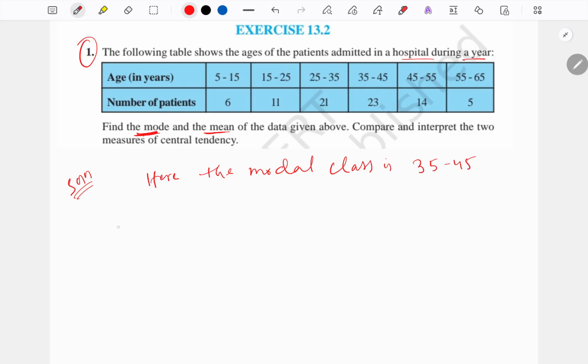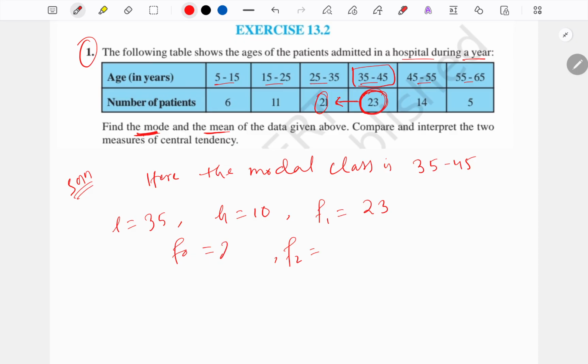Now we need to identify what? L. L is how much? The lower limit of the modal class. The lower limit is 35. H is the step size of this class interval. See, the step size of each class interval is how much? 10. Now next, F1, F0 and F2. These three things we need to identify. Now what is F1? Remember, F1 is the frequency of the modal class. So this is the modal class and this is the frequency of the modal class. So this is F1, and F0 is the frequency before this one.